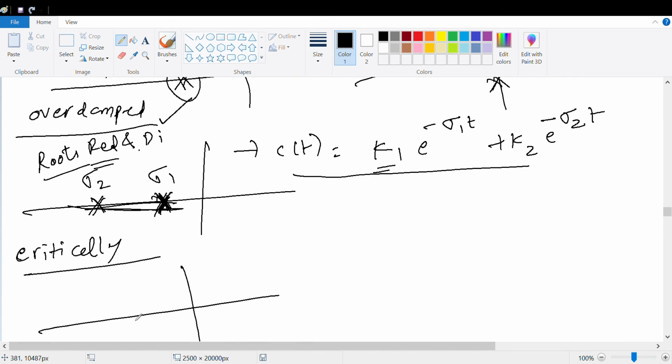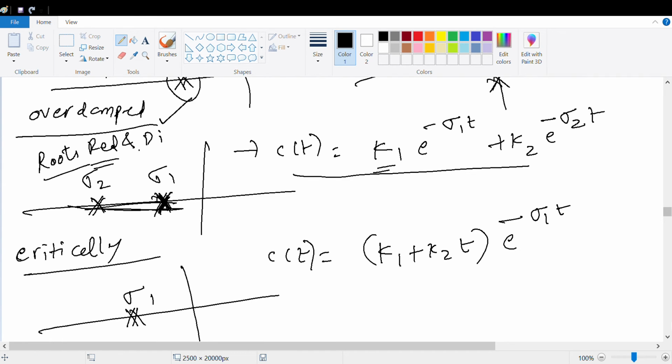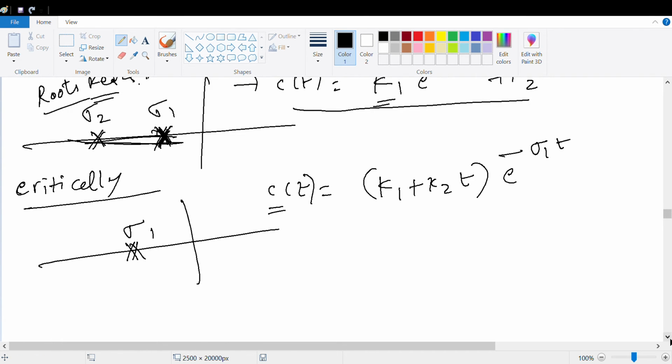Critically damped means having the poles at the same place, at sigma. Poles are at the same place. Now for this, the general form of step response is k1 plus k2 t times e power minus sigma 1 t.